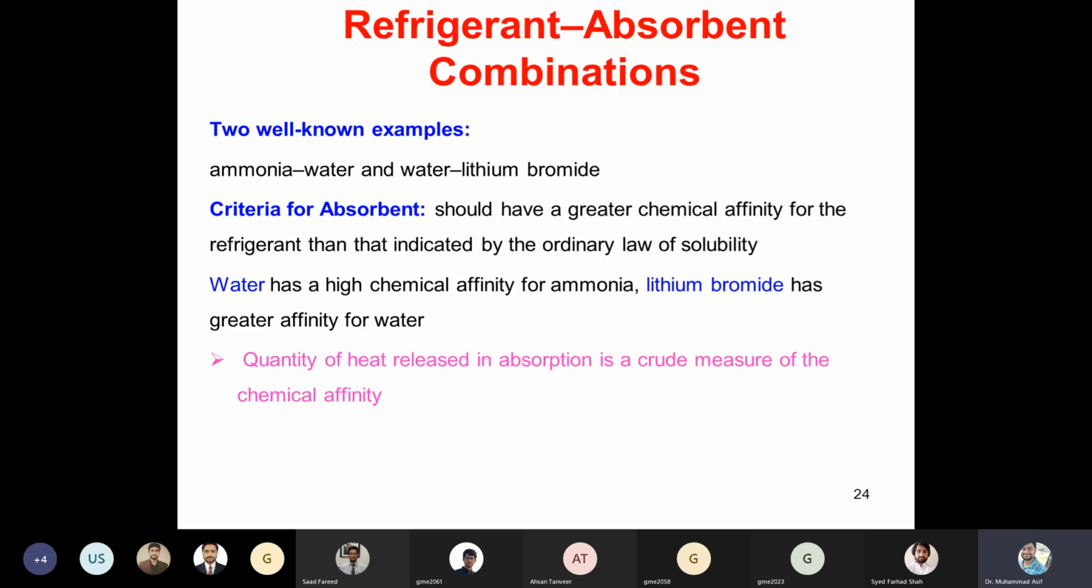Basically, in solar heating systems, there are two combinations that are being utilized. One of them is called ammonia water. In that case, ammonia is the refrigerant and water is the absorbent. And the second type of system is called the water lithium bromide system. In that system, water is the refrigerant and lithium bromide is the absorbent, right?